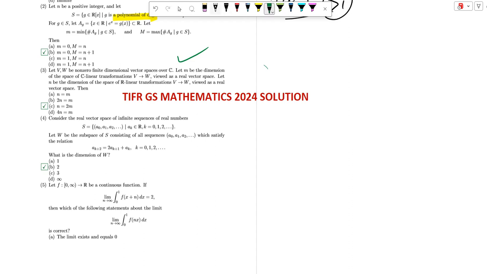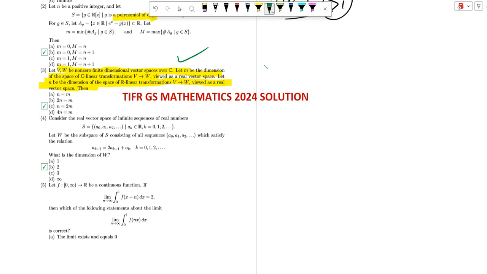So let's start with question 3 in video number 2. V and W are non-zero finite dimensional vector spaces over C. Let m be the dimension of the space of C-linear transformations from V to W, and let n be the dimension of the space of R-linear transformations viewed as a real vector space. Then what is the relationship between n and m?